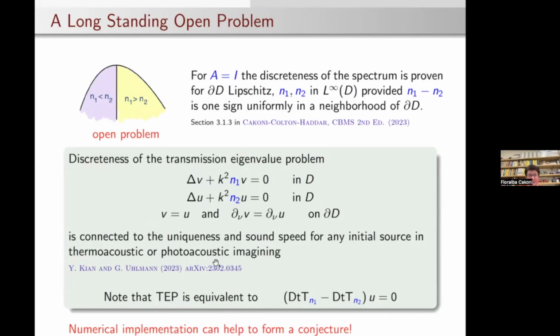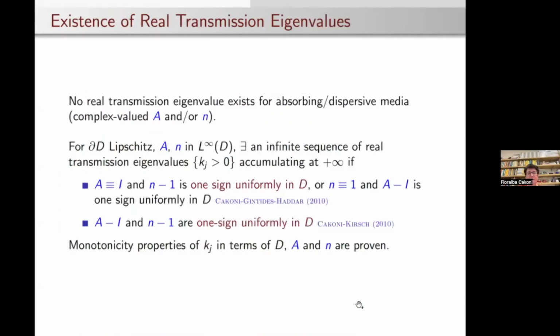Otherwise, you can see why this problem is complicated, because you can reformulate the transmission eigenvalue problem as looking for the kernel of the difference of the Dirichlet to Neumann operators, one corresponding to one equation, the other corresponding to the other equation. So you can see here that the principal part of the difference of the two Dirichlet to Neumann operators, which roughly depends on n only on the boundary, is not sign definite anymore if n1 minus n2 changes sign. So it's really a very difficult problem.